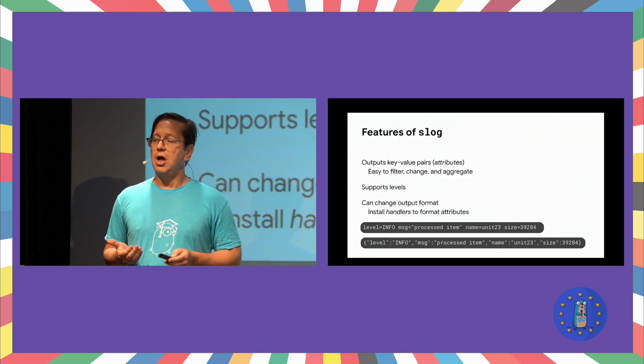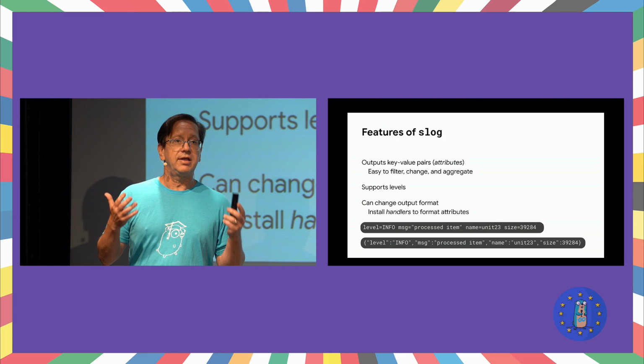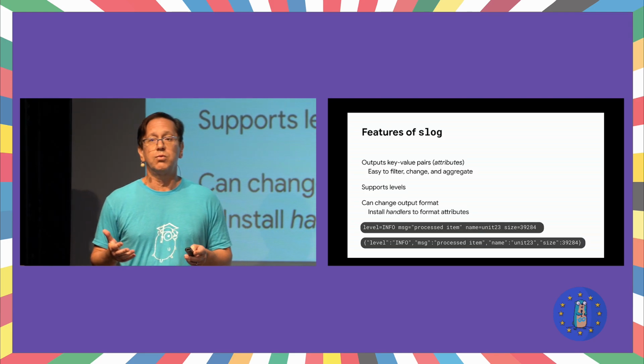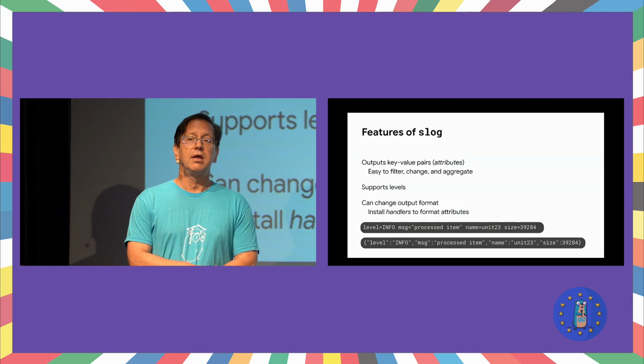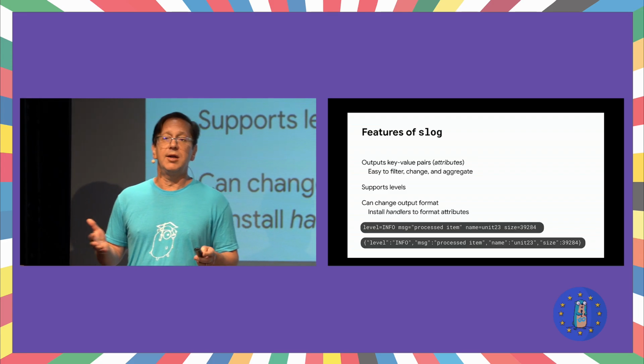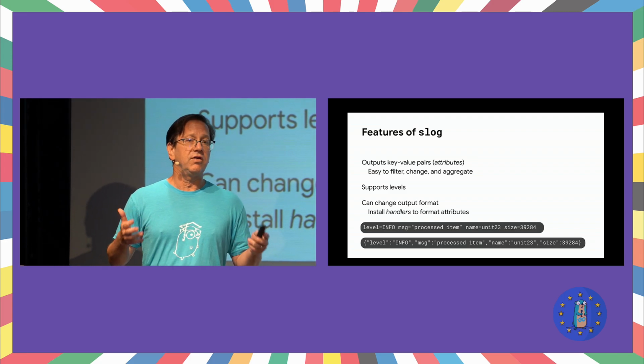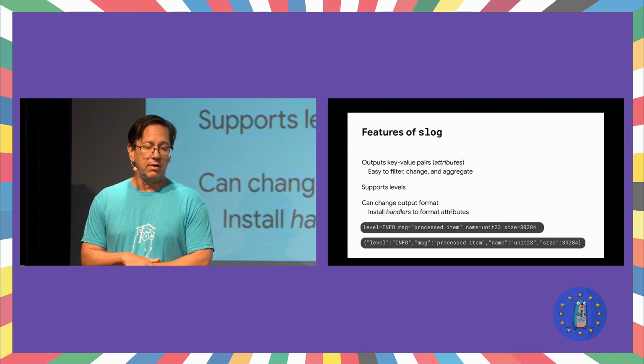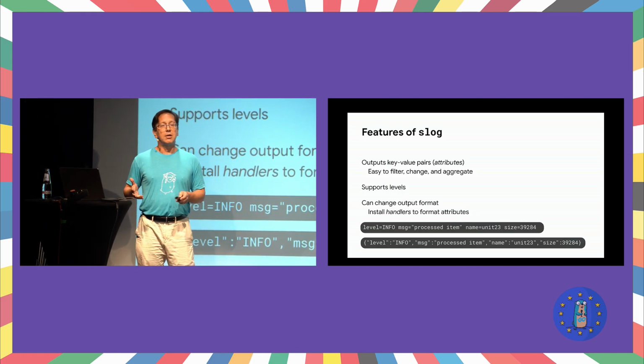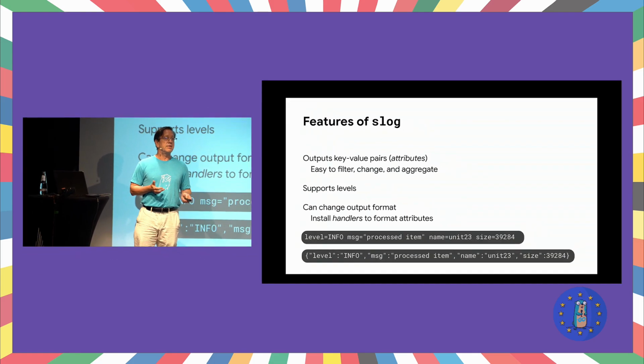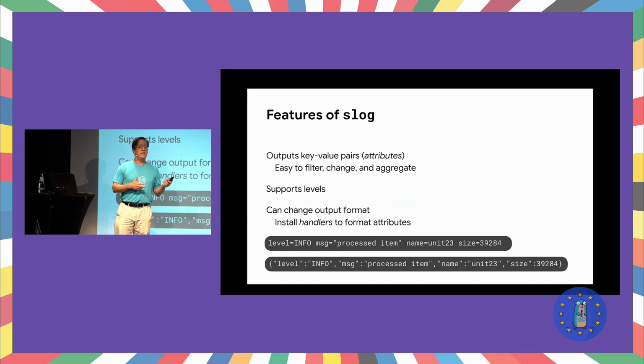So it's a structured logger, so that means it outputs key-value pairs, which I'll call attributes throughout this talk. And those are great because you can write programs to easily filter or change or aggregate those logs. Unlike the built-in log package, slog also supports levels, and it supports changing output format by installing a handler. I'll have a lot more to say about handlers. But the two built-in handlers give you these outputs: key=value format and JSON.